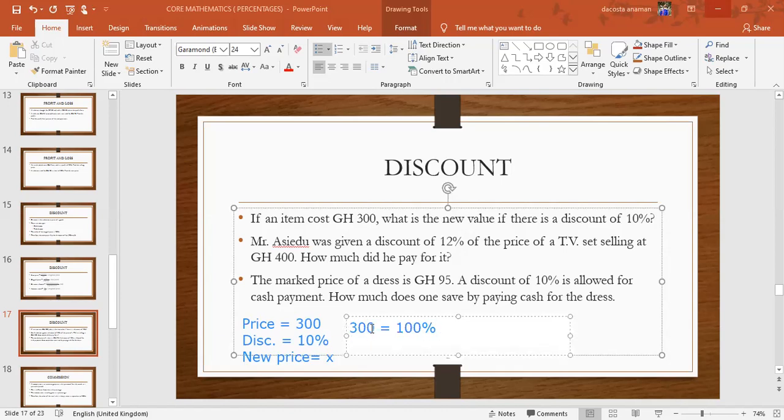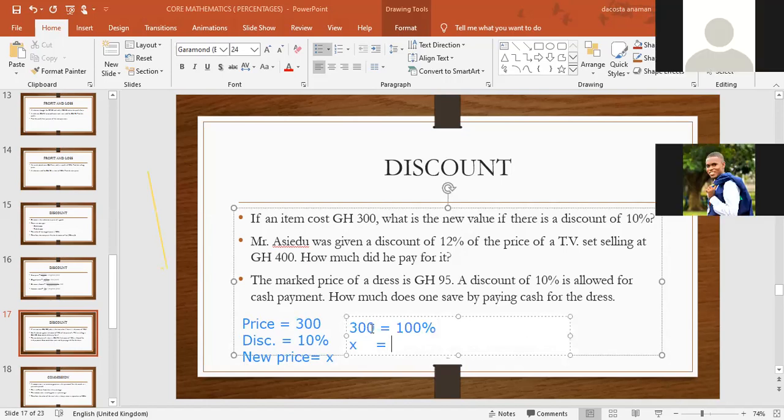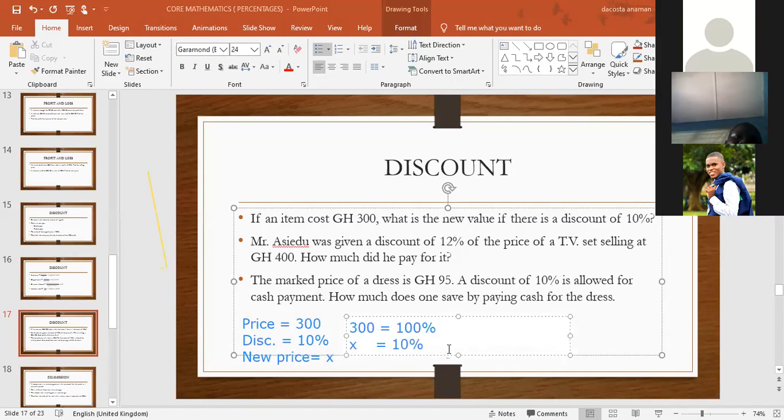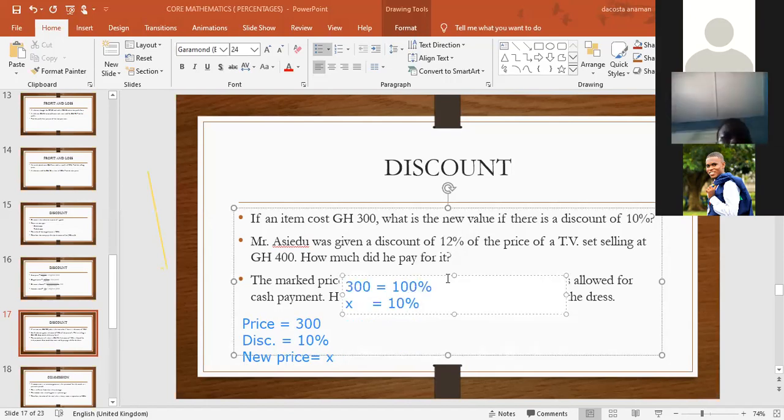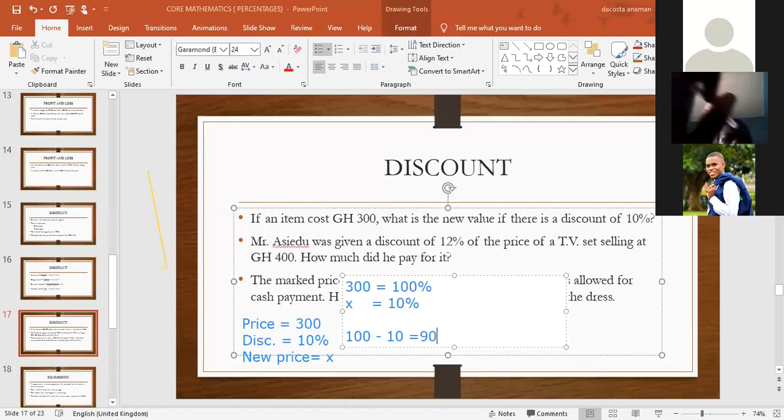Is that okay? Now, when we want to find the discount amount that the person has received, it will be what? 10%. So now what do we need to do? We just have to subtract the 10% from the 100% to give us what? 90%. So 90% will be the amount that the person will pay.